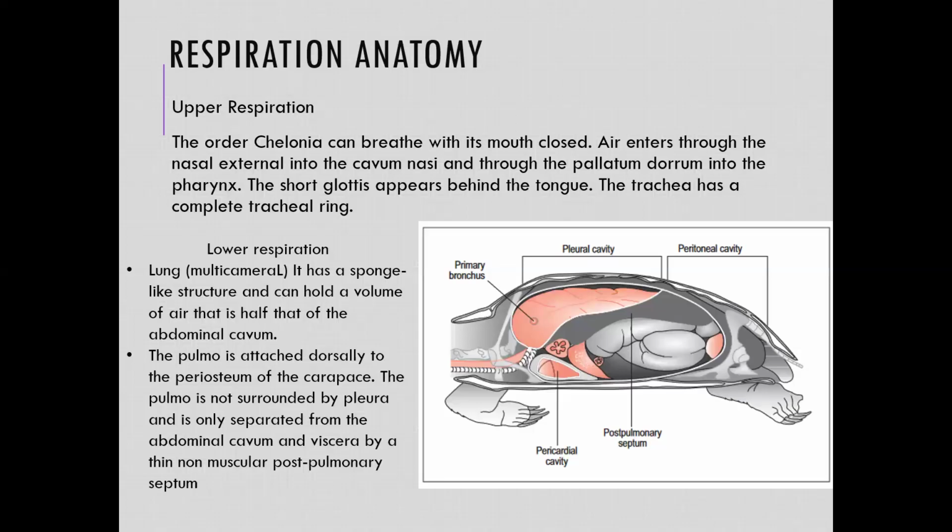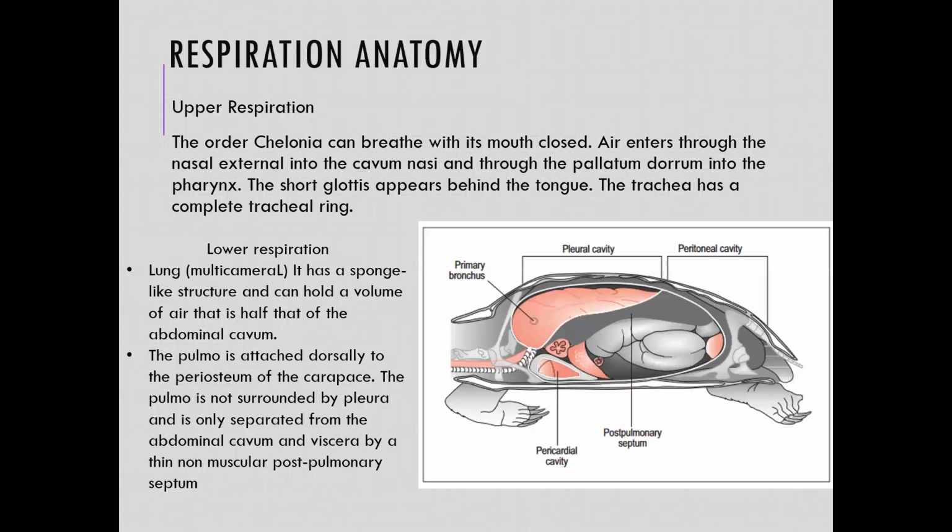multicameral. It has a lot of folds and a lot of structures that can hold a volume of air. Maximum is half of the abdominal cavity. The pulmo is located dorsally to the periosteum of the carapace. It is not surrounded by pleura.